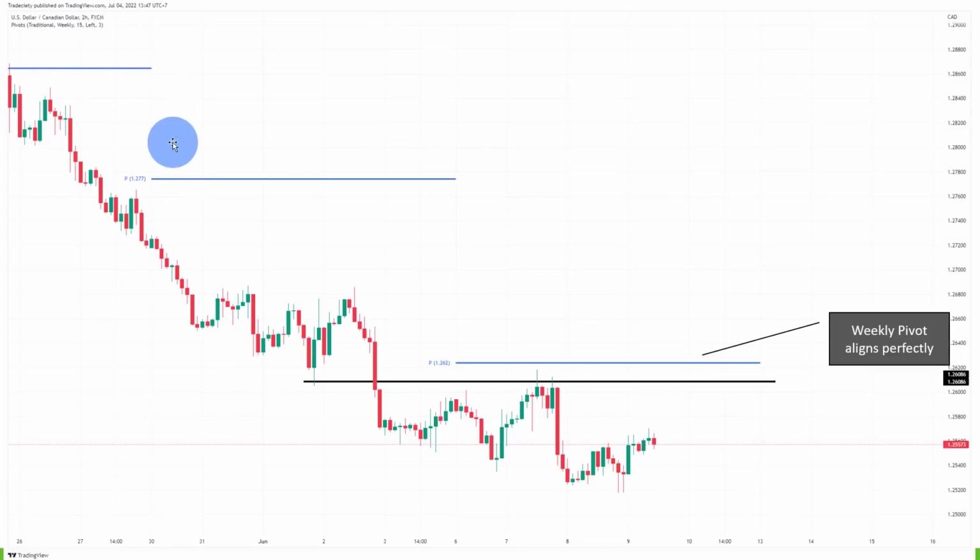If you're on the 2 hour, you could add very nicely the weekly pivot point here, and that gives you a great confluence. And you can see how perfectly it aligns here. And you could wait for the market also to break the weekly pivot point if you want to have an additional filter. That's also a highly objective filter because everybody is looking at the same pivot point.